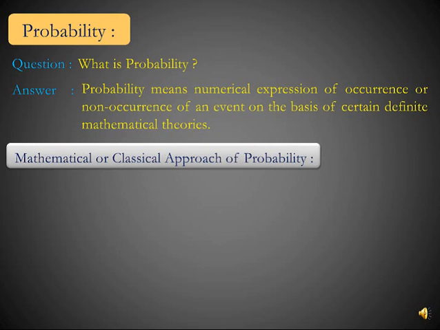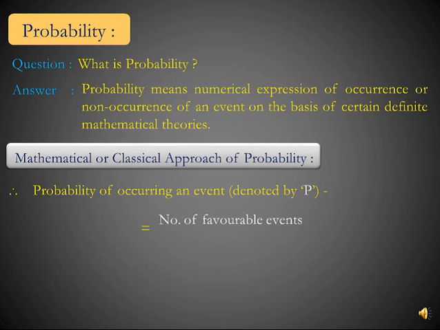According to this approach, the probability of occurrence of an event is the ratio of the number of favorable events to the number of total possible events. Therefore, probability of an event occurring, denoted by P in this case, is equal to number of favorable events divided by total number of likely events.